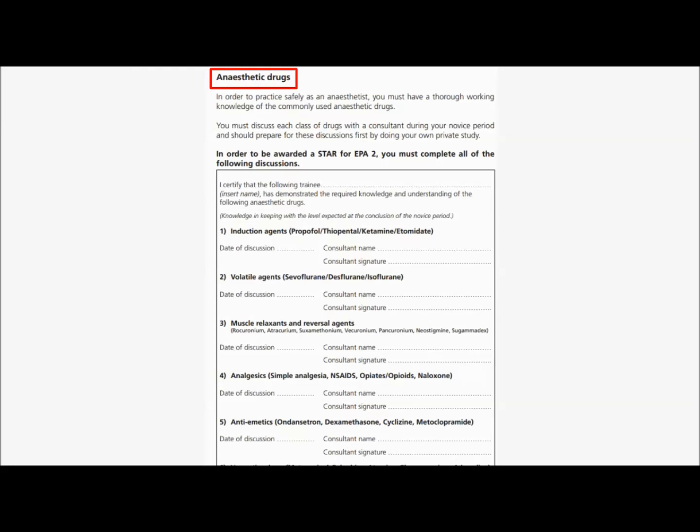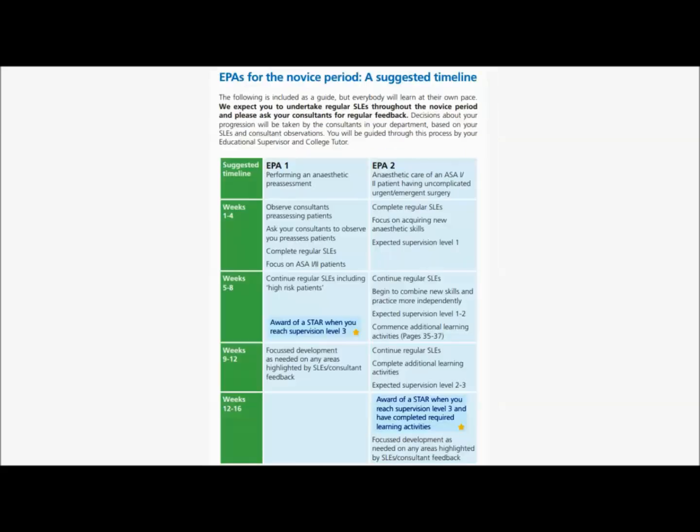You will encounter several new classes of drugs when you start your anaesthesia training. Responding to requests from previous trainees, we've included some prompts to discuss the important classes of drugs with your supervisors. To help you structure your time and give you a roadmap for progression, there's a timeline in the workbook showing a rough week-by-week guide.